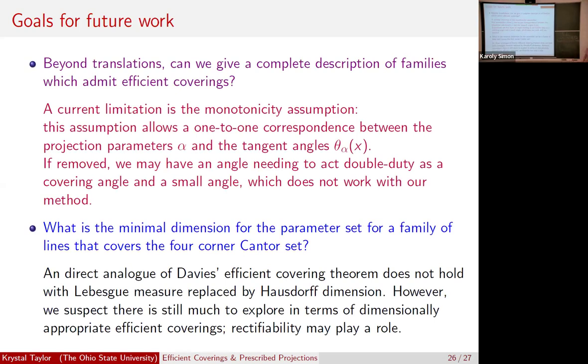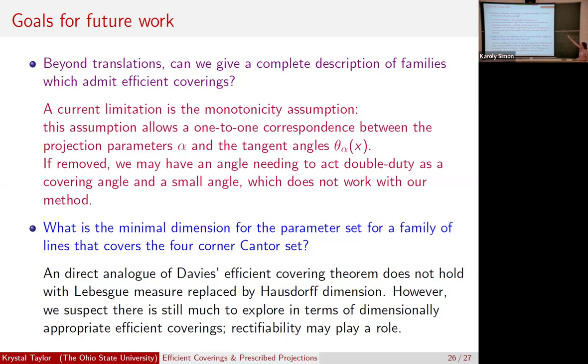So beyond translations, can we give a complete description of families which admit efficient coverage? And the second goal got attacked when I put it on the board in advance recently, which I think is a good thing. So it's been refined. It's a work in progress. The basic idea is, can we come up with some sort of fractal variant of Davy's theorem that might present a sort of reverse of the Furstenberg technology people have been looking at?